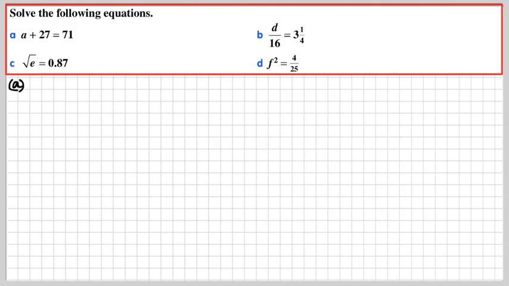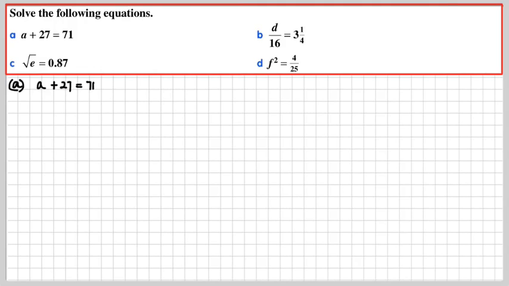Here's A. Now we've got to solve that. It's number A, and we're solving for A. So let's put it down like that. A plus 27, in other words, if you add 27 to A, you're going to get 71. What we're meant to find out is what A is, such that that would be the case.